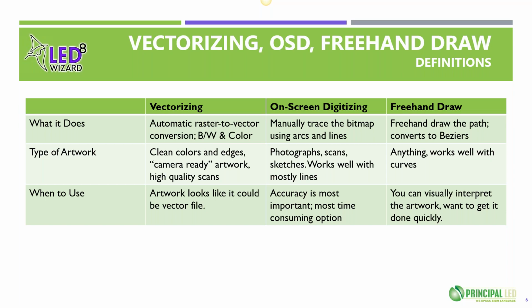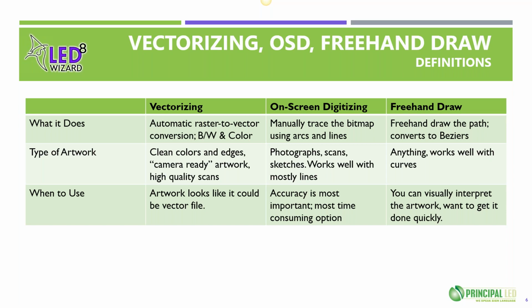In terms of the type of artwork where you would use these different features, vectorizing really wants good, clean artwork. It wants to have clean edges. You either want a clean edge at the edge of the artwork, or a clean edge between two colors. Sometimes this is referred to as camera-ready artwork. Could be a high-quality scan. As I say here, when to use: sometimes artwork you think is a vector file because it's so clean, and it turns out that it's a bitmap. That's a good candidate for vectorizing.